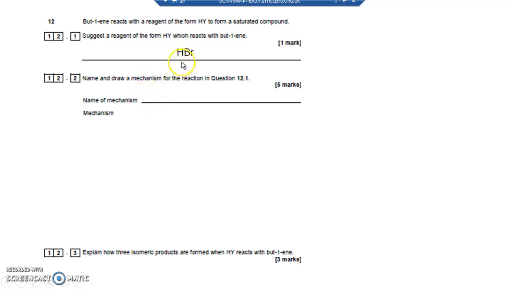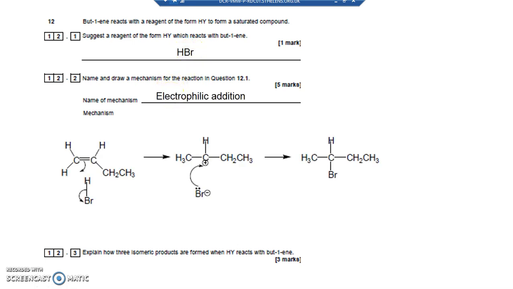Draw a mechanism. Well, it's going to be electrophilic addition, because this will add across the double bond. What will actually happen is the mechanism will look like that. The double bond will attack the H. That's not a very good drawing. The electrons of that double bond will bond to the H and the Br will break off.